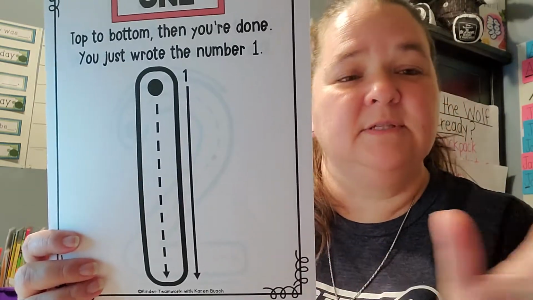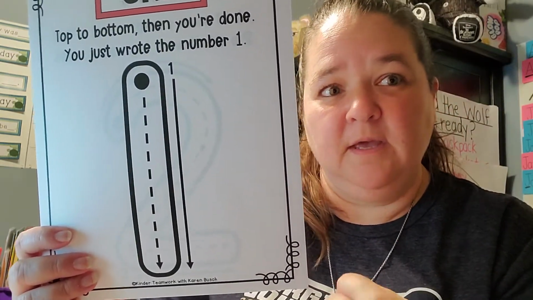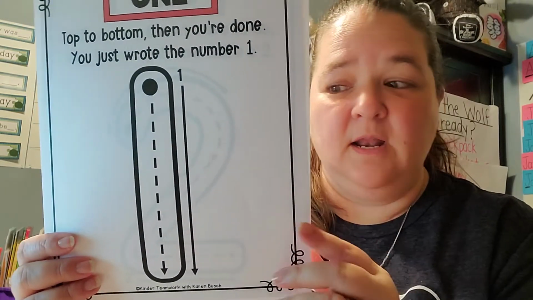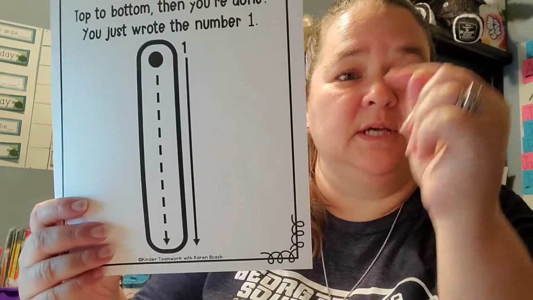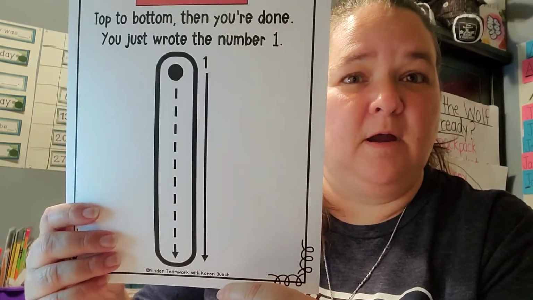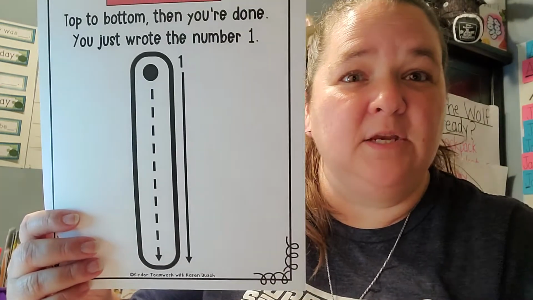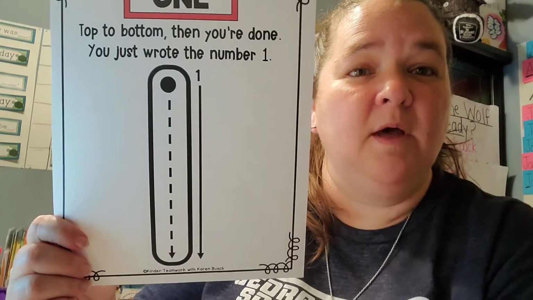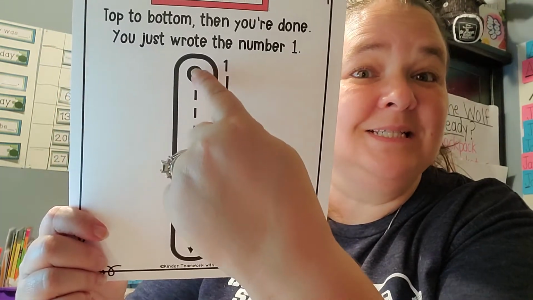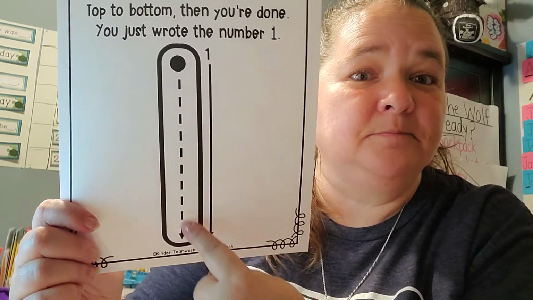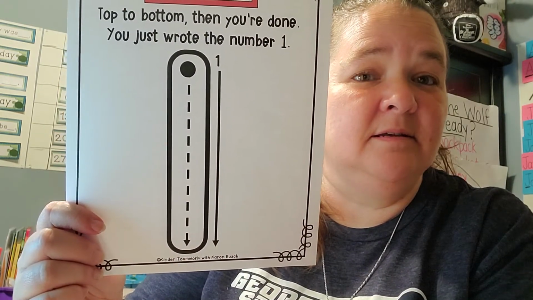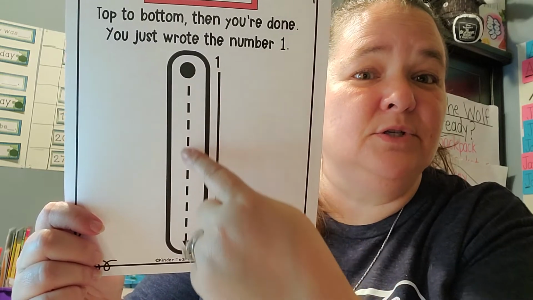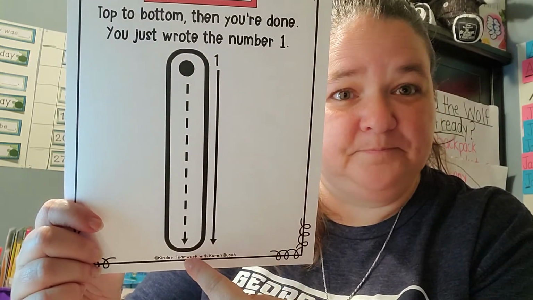I'm going to say it all together, and then we're going to do the copy, the echo, I say, you say. And I want you to do the skywriting, make it in the air when we do it. All right. Top to bottom, then you're done. You just wrote the number 1. Ready? Top to bottom. Now you're done. You just wrote the number 1.